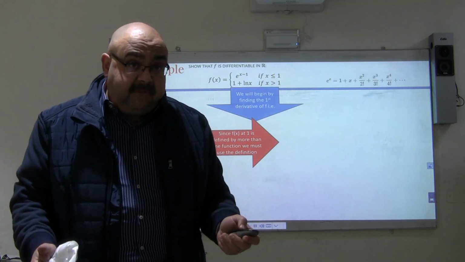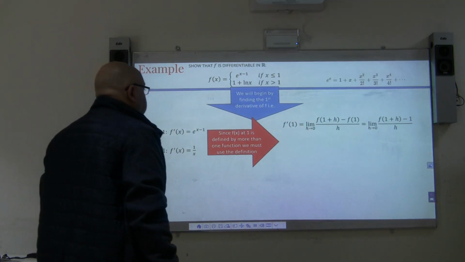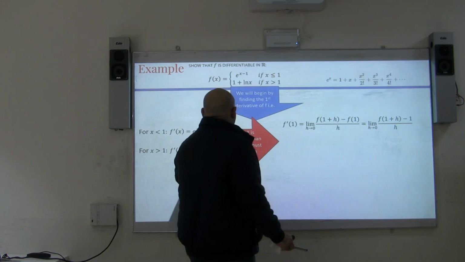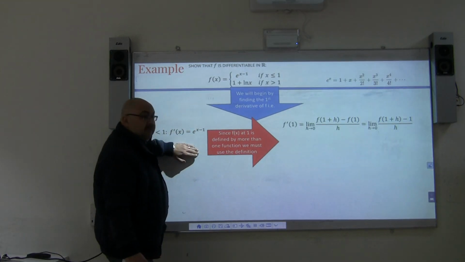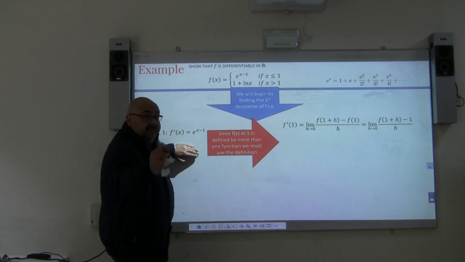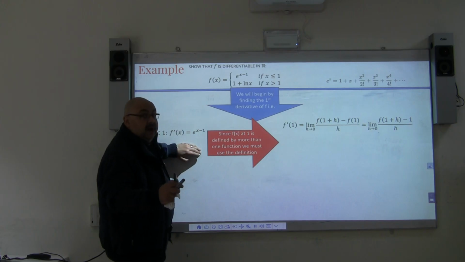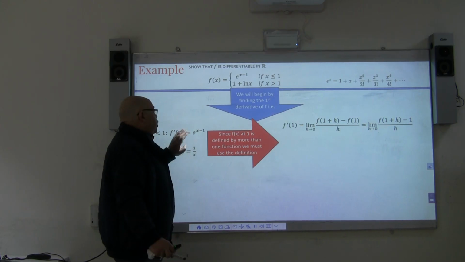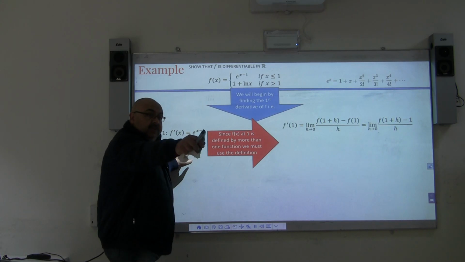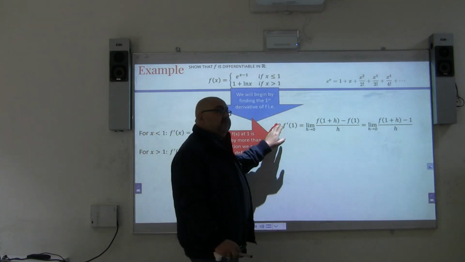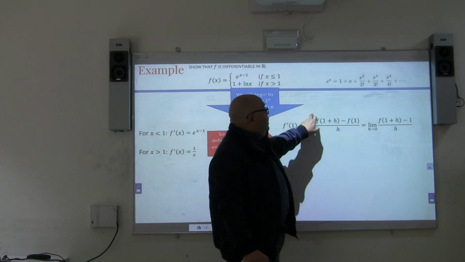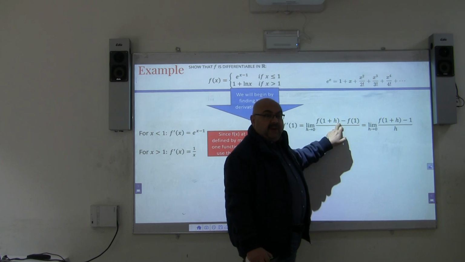Okay, it's a piecewise function. So I will start using the definition. Because this is not just one function, I can differentiate, but in this case, I will use the definition in order to prove my point of view. The definition states that the derivative is f of a plus h minus f of a over h.